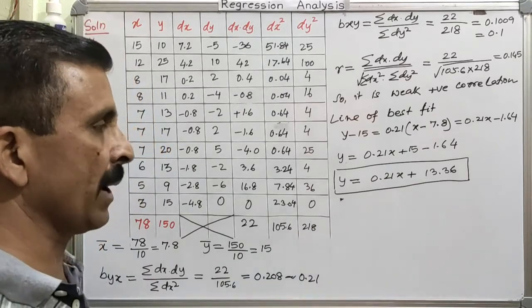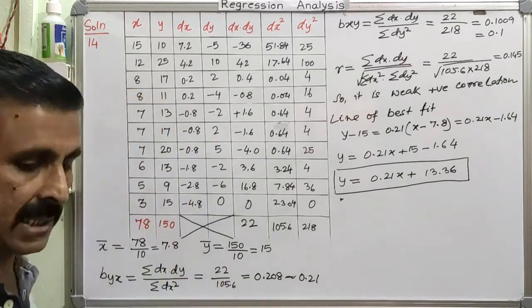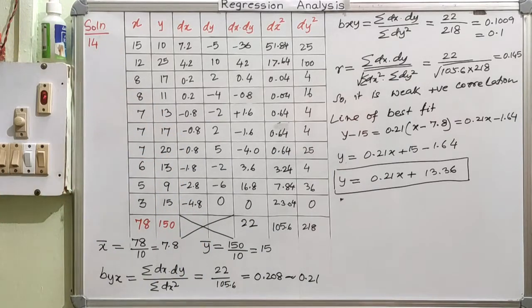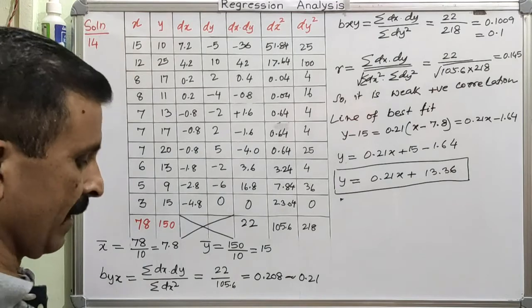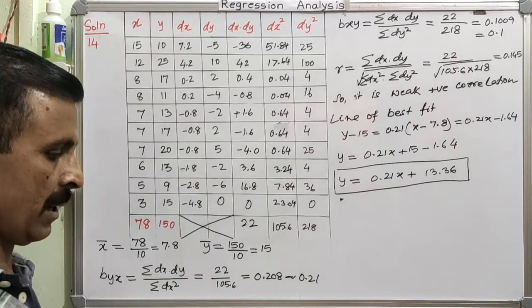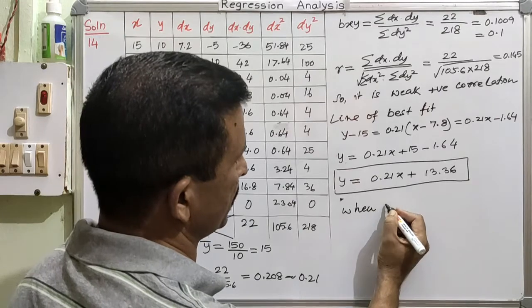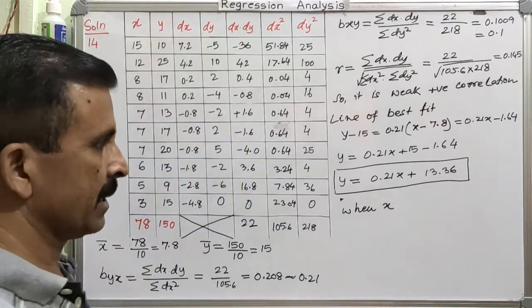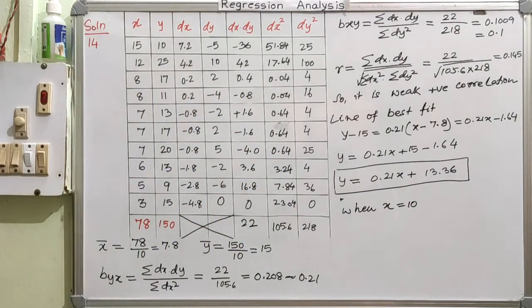Okay. At the end, now we have to find the value of y when x is given. The question says, if the physics marks is 10, then find the value of history marks. Estimate the probable score in history. So we have to find the value of y when physics marks, which is x, is equal to 10. So let us calculate and get the answer.